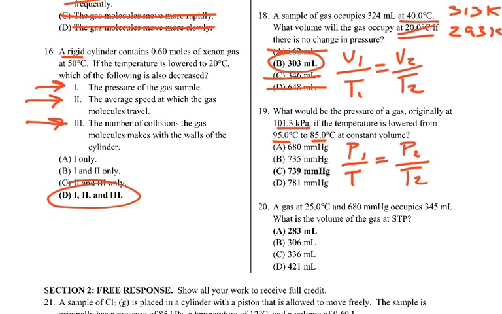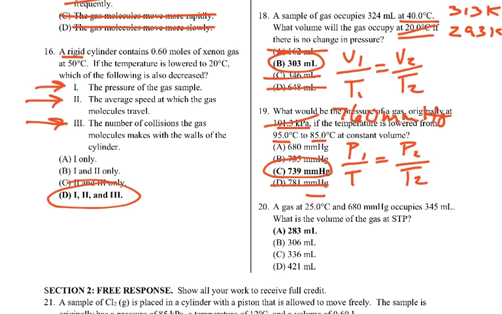Now, all our answers are millimeters of mercury. So we're going to change this. We're going to use 760 millimeters of mercury as our P1. And we see it's going to drop down just a little bit. So we can eliminate 781 because that's going up. 680, 735, 739, they're all possible answers. It looks like you need to go down just a little teeny bit once you add 273. And we're going to get to 739. So you can work that one out.